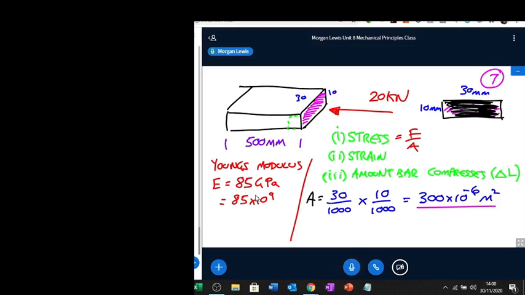So now stress is force over area. We know the force, it's 20 kilonewtons. Don't forget the kilo: 20 times 10 to the 3, all divided by the area, which is 300 times 10 to the -6.